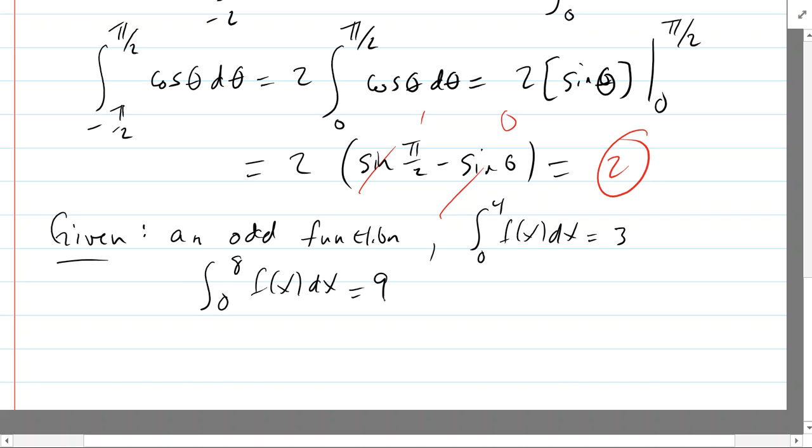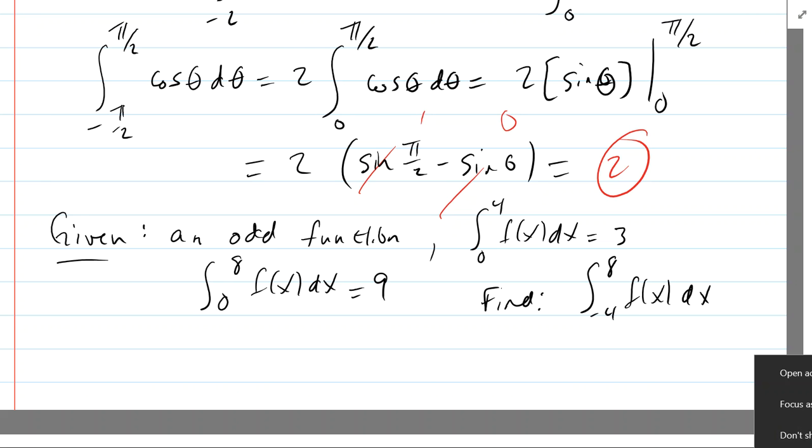And I want you to find, if you know what you're doing, the integral from negative 4 to 8 of f of x dx. There's a problem in there. I guess you need to figure something out. Okay, have you all got it written down? Because I've got to go to the next page. Write it down. Everybody written it down?